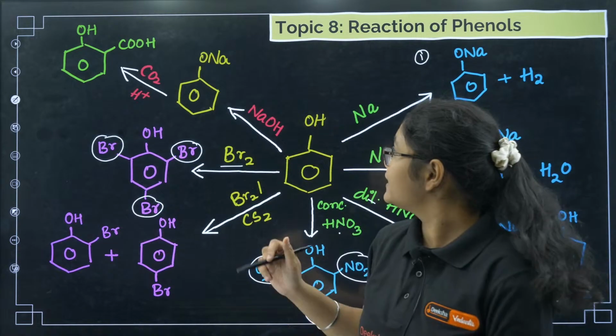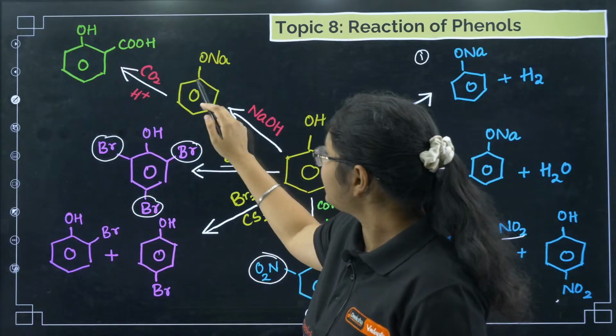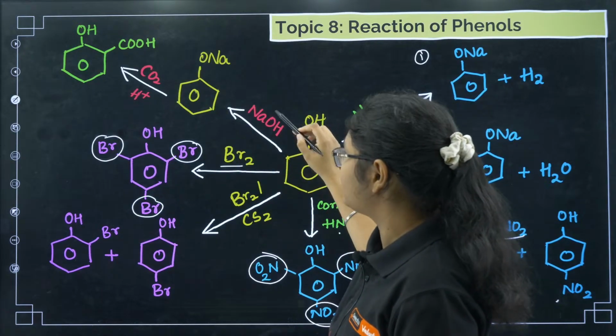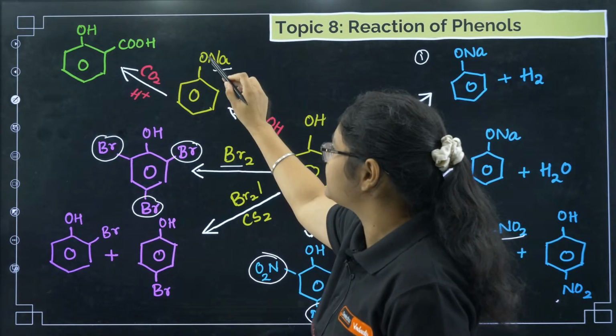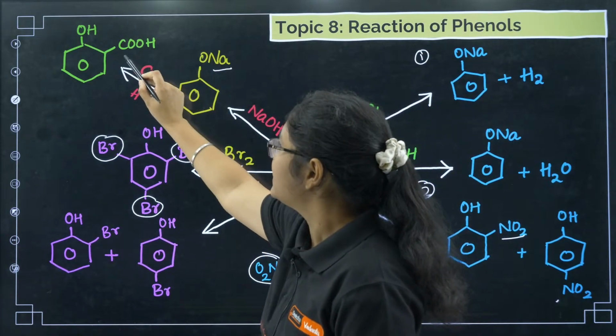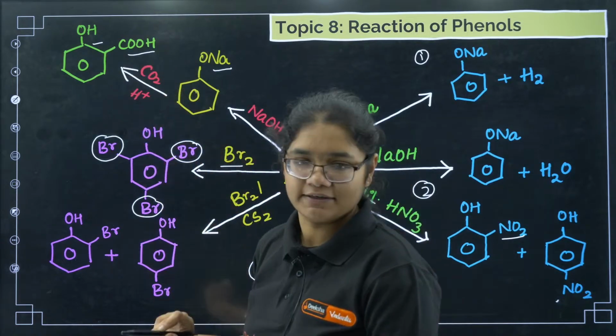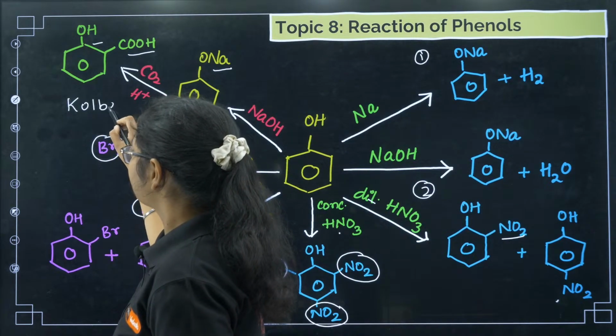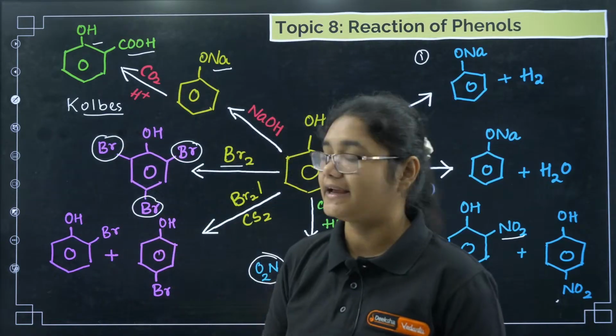Next, if you take phenol with NaOH, you get sodium phenoxide, or phenoxide ion, and if you treat it with carbon dioxide, you will get salicylic acid. This reaction is called what? Kolbe's reaction.